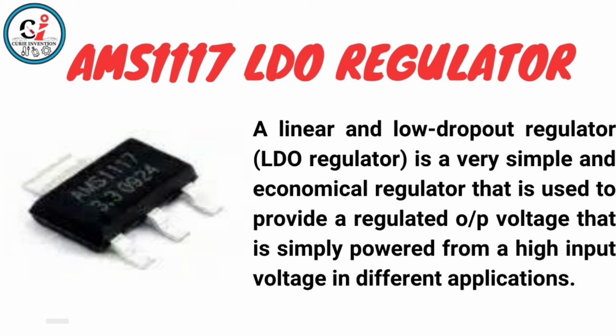AMS1117 LDO regulator. A linear, low-dropout regulator is a very simple and economical regulator that is used to provide a regulated output voltage that is simply powered from a higher input voltage in different applications.